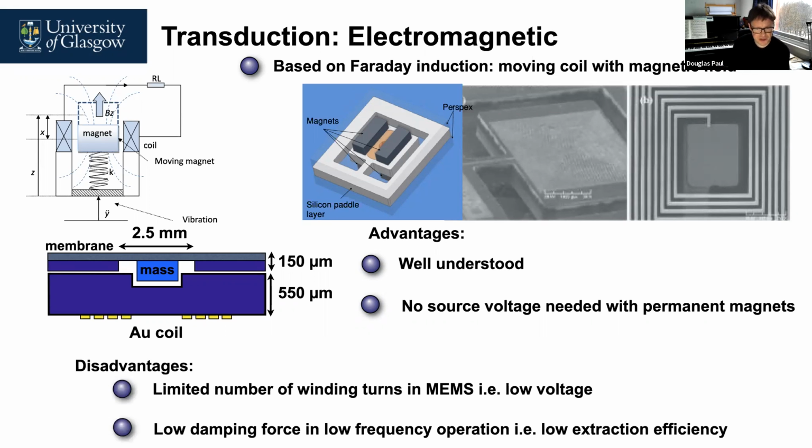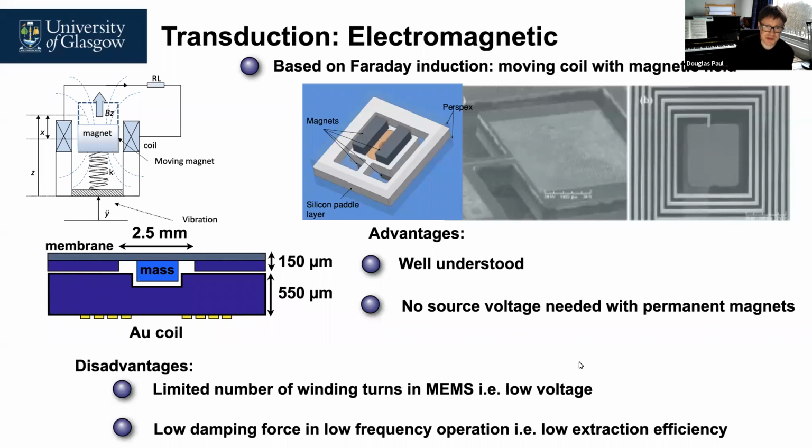The disadvantages, well, there's a Perpetuum electromagnetic harvester, but you're limited with the winding turns in MEMS, so you end up in all the systems having very low voltage. Now, with modern electronics down at 0.5 volt, certainly these systems can be used, but the Perpetuum system is not MEMS. It's actually quite big, a coffee cup size, 15 cubic centimeter system.